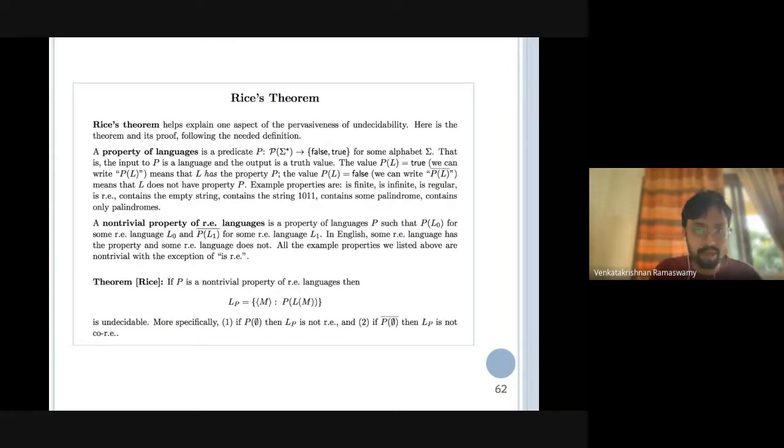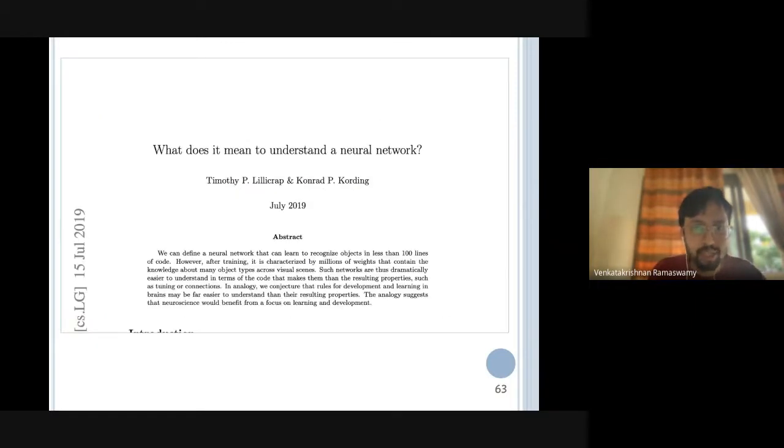This is again something that I haven't seen shown in any rigorous way, and I thought it would stimulate some discussion. There is also a recent paper, now 2 years old, by Tim Lillicrap from DeepMind and Konrad Kording from UPenn, titled "What Does It Mean to Understand a Neural Network?" Here they make the point that with conventional deep nets, the code that trains them can be written in a matter of pages, yet the network itself has millions, possibly billions of parameters.